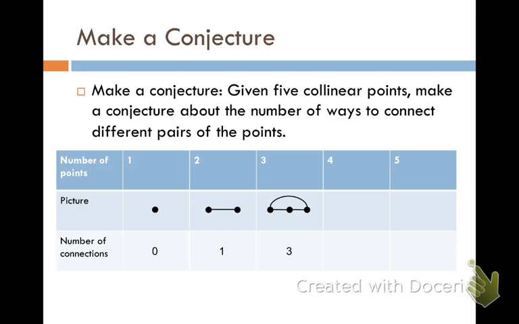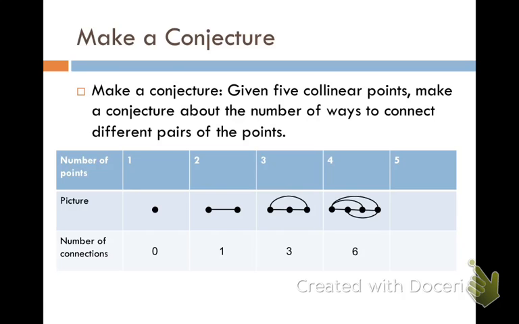Let's observe 4 collinear points. If we just concentrate on the first point, we can connect it to the second, to the third, and to the fourth, so there's 3 connections. The second point can be connected to the third and to the fourth for 2 more, and then we still connect the third and the fourth, and that gives us a grand total of 6 connections. So now, at this point, we've got enough of a pattern to analyze how many ways there might be to connect pairs of 5 collinear points.